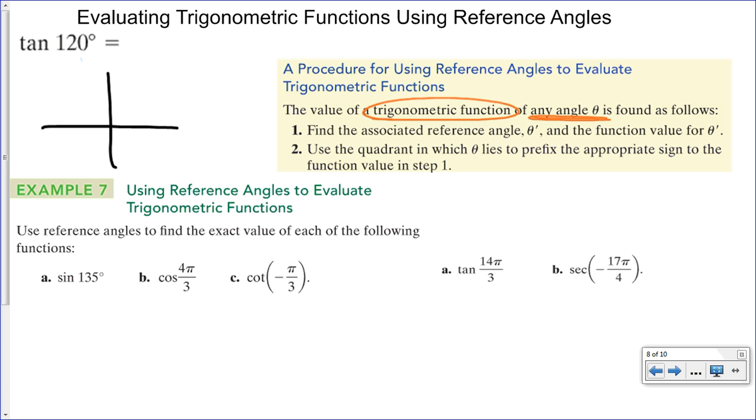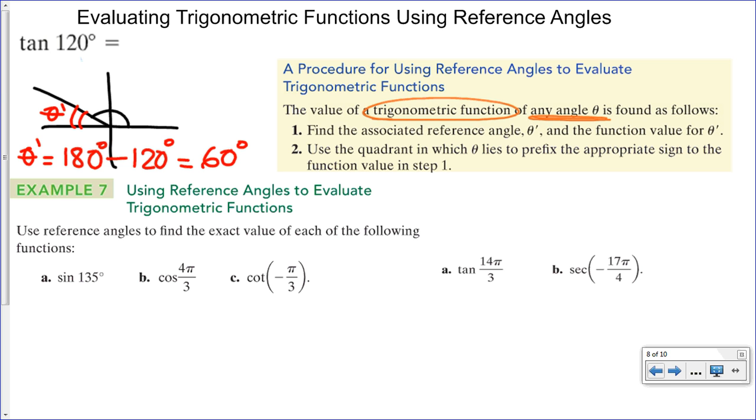So let me just plot this angle quickly. 120 is going to be before 180, right? And so the reference angle is going to be here. That reference angle can be found by subtracting 120 from 180, correct? And that will be 60 degrees. Maybe my drawing is a little off.